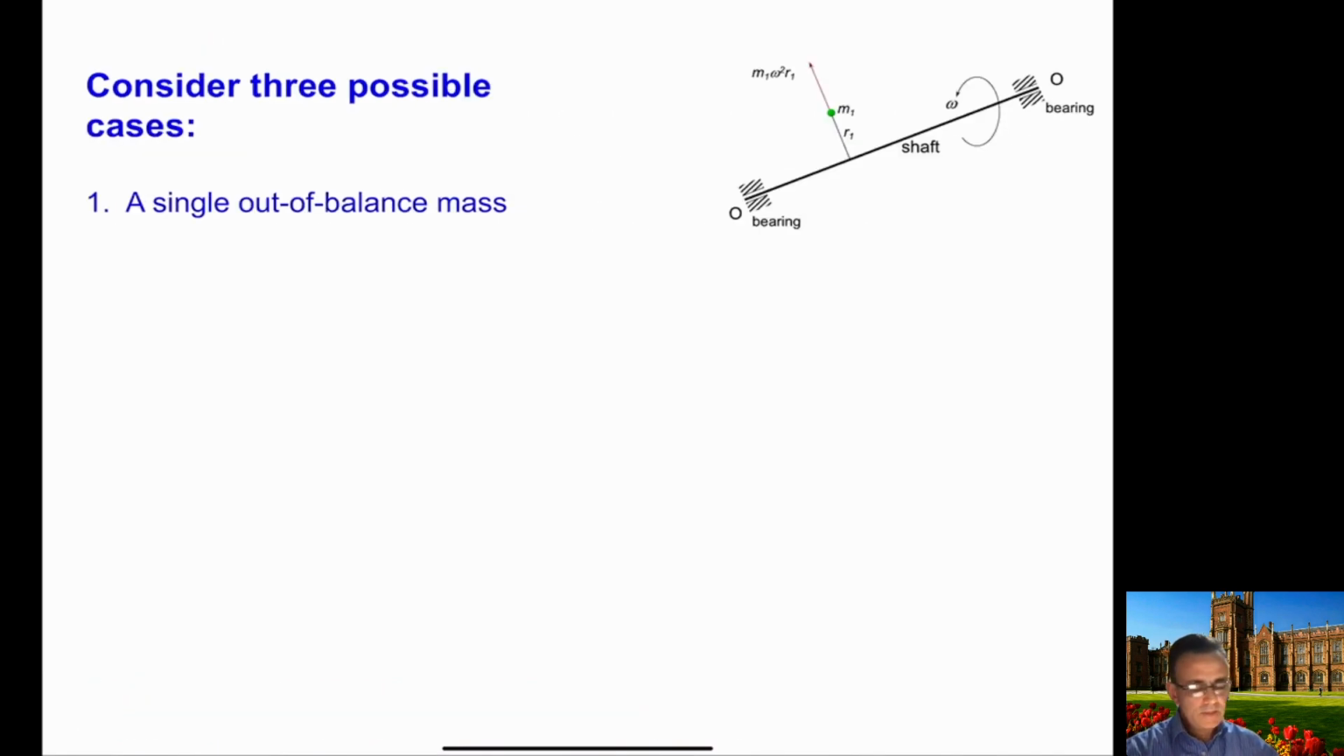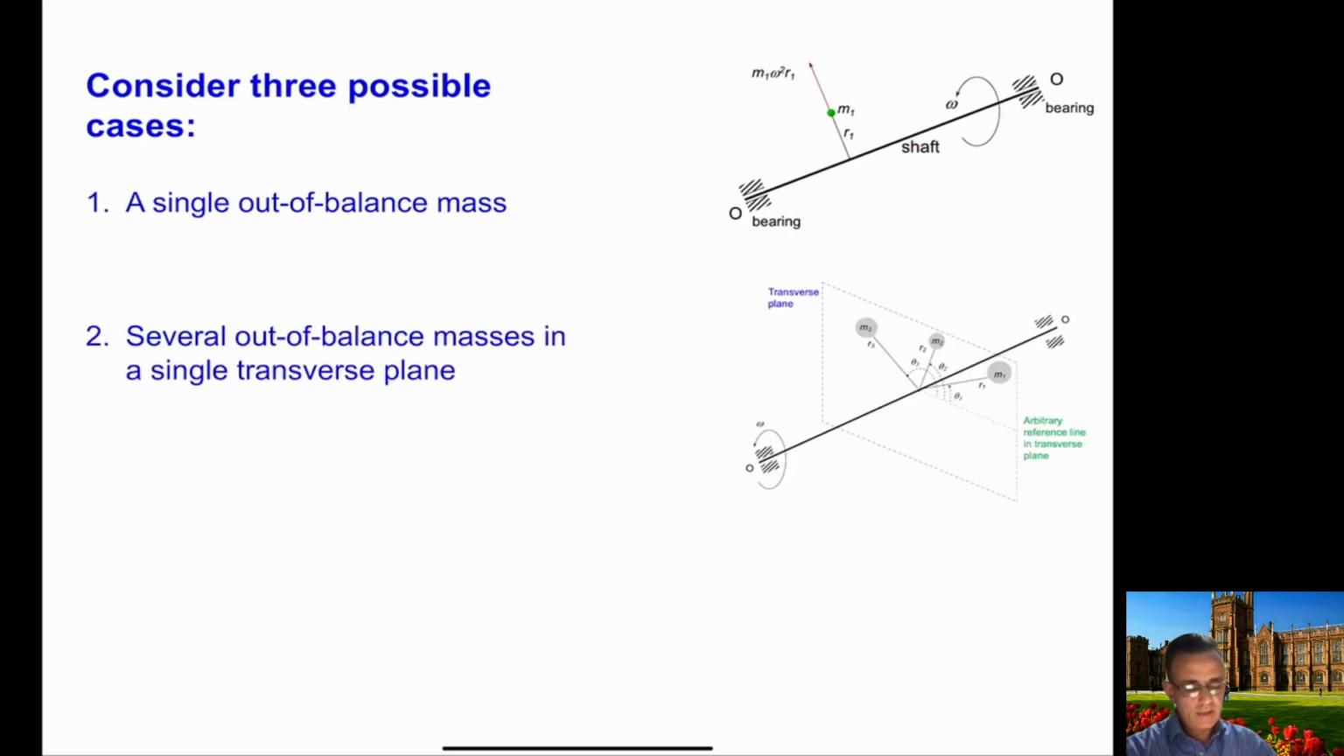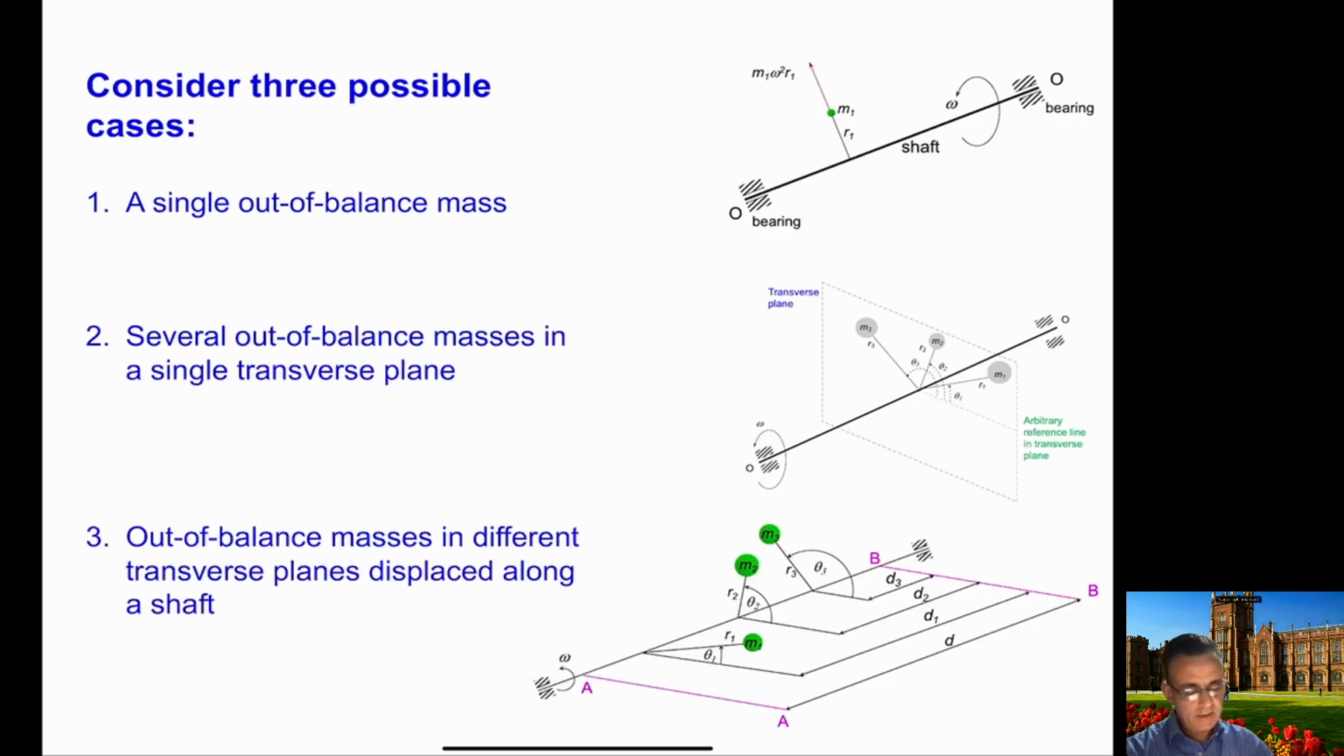So now we can consider these three possible cases, which we will discuss step by step. The first one is a single out of balance mass, as you can see in this figure here. The second one is we can have several out of balance masses in a single transverse plane. And the final case is if we have the out of balance masses in different transverse planes and displaced along the shaft.